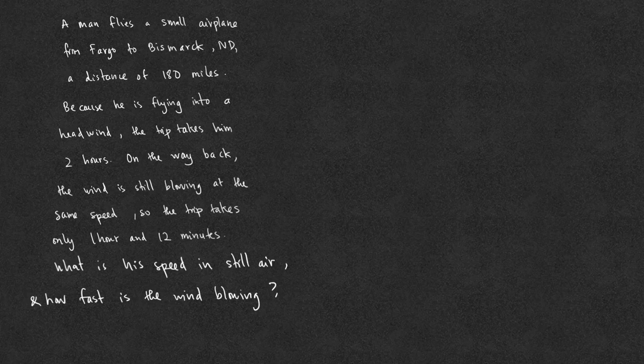A man flies a small airplane from Fargo to Bismarck, North Dakota, a distance of 180 miles. Because he is flying into headwind, the trip takes him 2 hours. On the way back, the wind is still blowing at the same speed, so the trip takes only 1 hour and 12 minutes. What is his speed in still air, and how fast is the wind blowing?